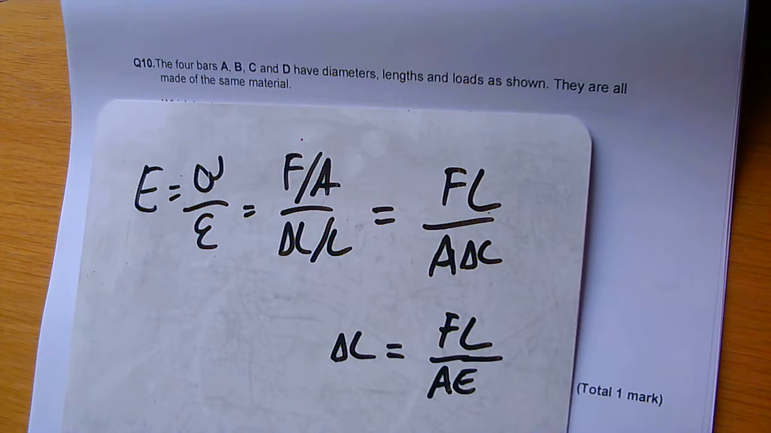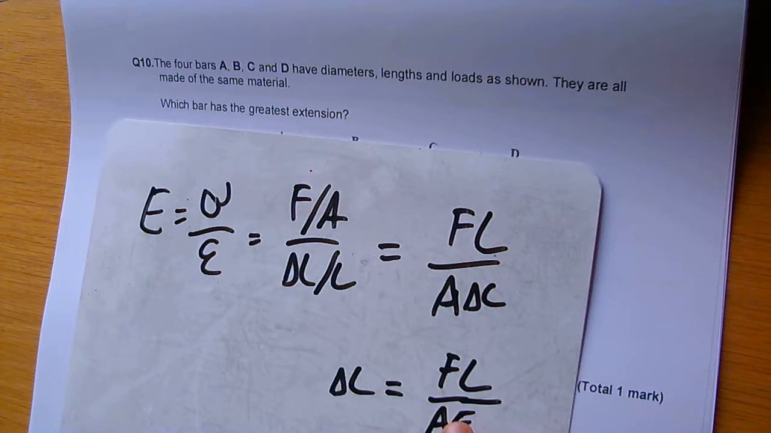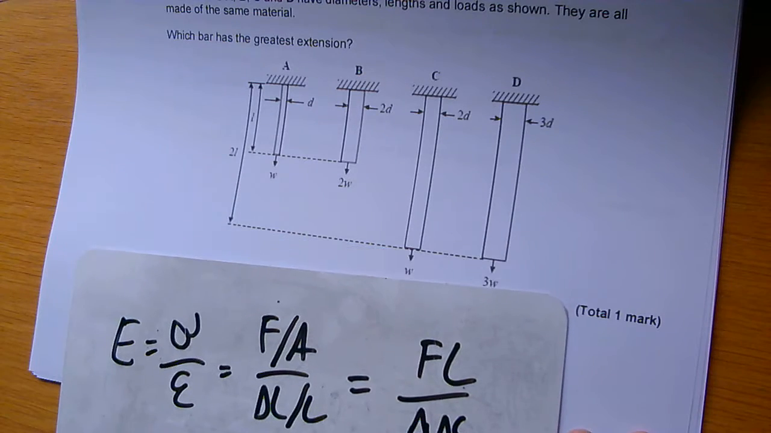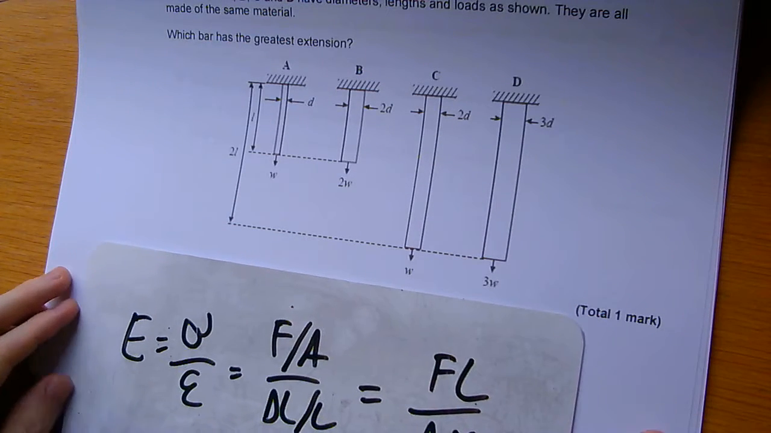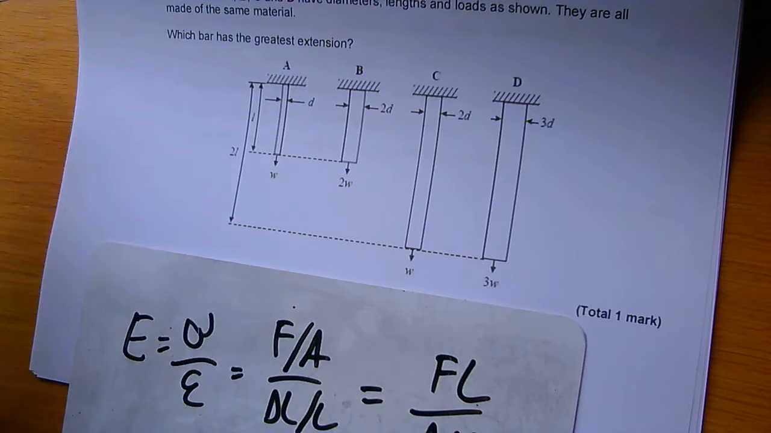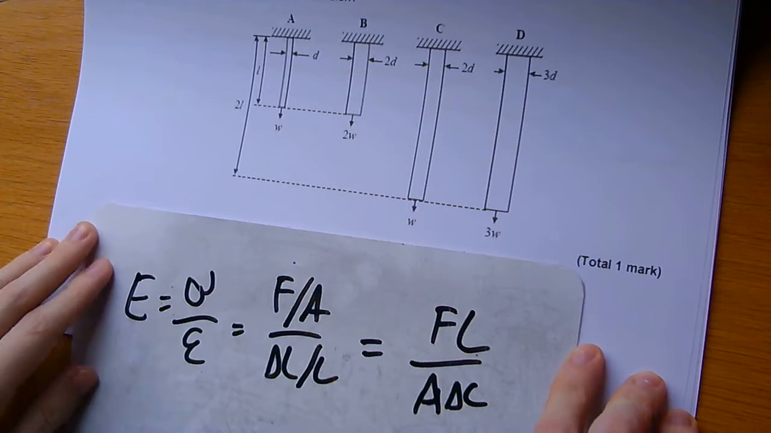So let's have a look. Well, they've all got the same Young modulus because they're all made of the same material, so we can completely ignore this E. We're not going to have any difference between the 4 materials for that because it's all the same. So we've got to figure out now what's going to happen when we start messing around with the dimensions and the forces on these bars.